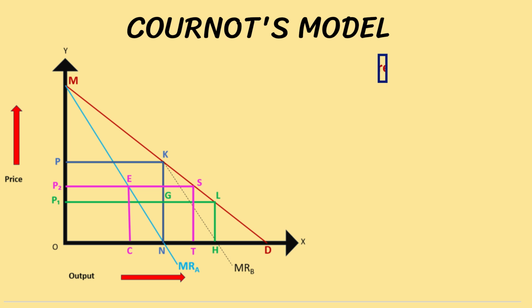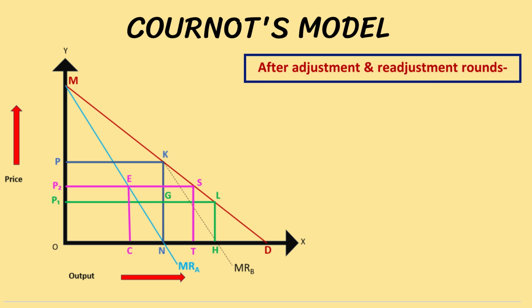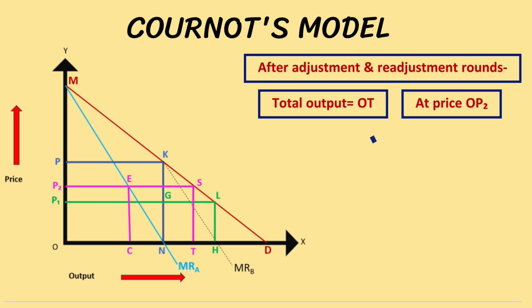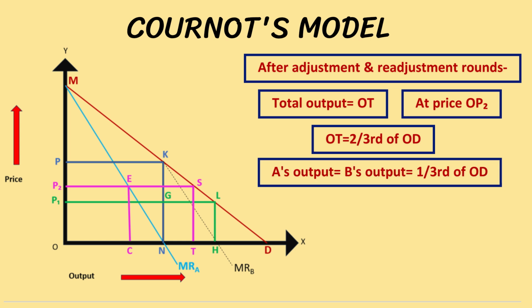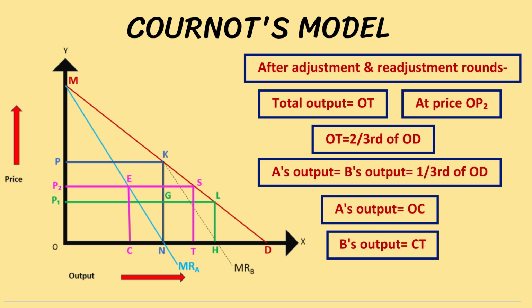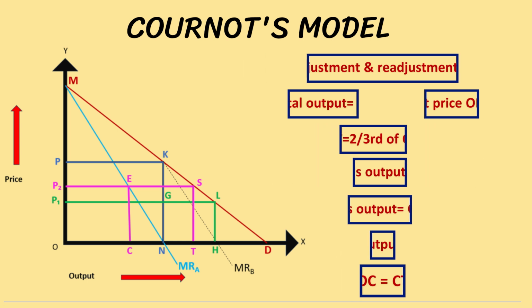On the graph, after adjustment and readjustment between the two firms, we will reach a total output level of OT, which is two-thirds of OD, and each firm is producing the same amount of output, equal to one-third of OD. In this final position, firm A produces OC level of output, and firm B produces CT amount of output, and OC is equal to CT. Throughout this process, each firm assumes that the other will keep its output constant at the present level and then always finds its maximum profit by producing output equal to half of what we get after excluding the present output of the other from the total output.